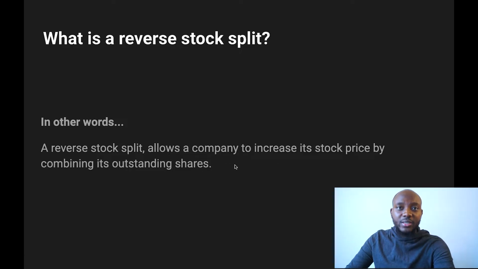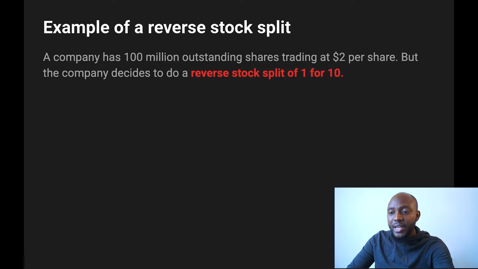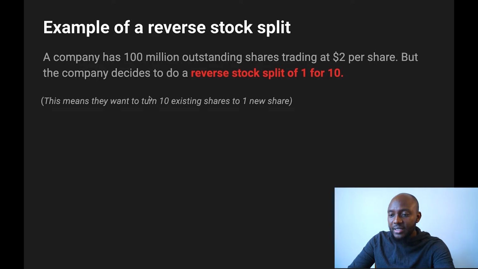How do they do this? In this example, a company has 100 million outstanding shares trading at $2 per share, but the company decides to do a reverse stock split of 1 for 10. What this means is that they want to turn 10 existing shares into one new share. Let's look at the math.